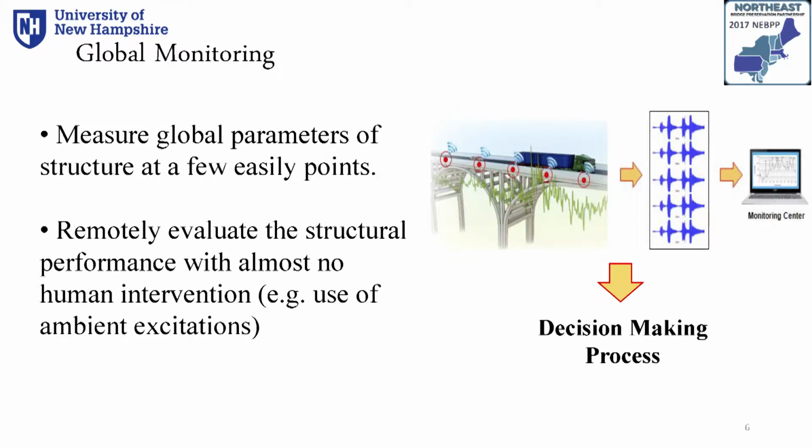They are costly to continuously monitor specific structures, and more importantly, they need prior knowledge about the approximate locations of damage. To overcome these limitations and to improve monitoring systems, global monitoring systems have been developed to monitor the behavior of the structure at a few easily accessible points. In this case, the ideal structural health monitoring system is one that could evaluate the performance of the structure with almost no human intervention, for example, using ambient excitation sources to vibrate the structure.